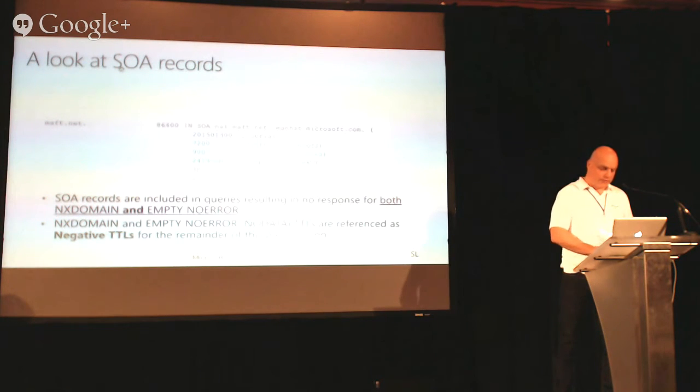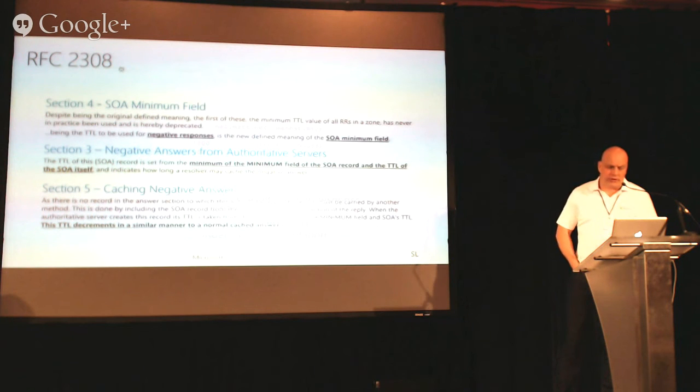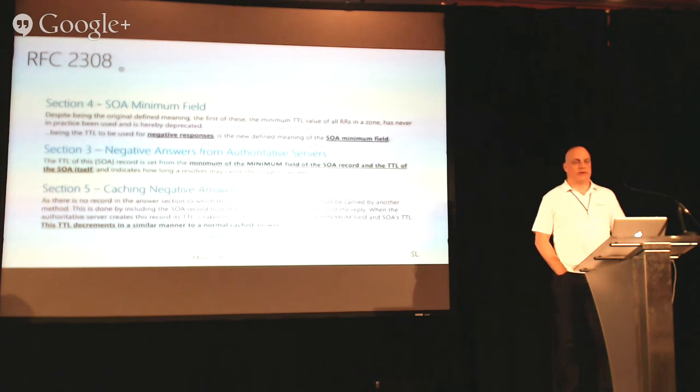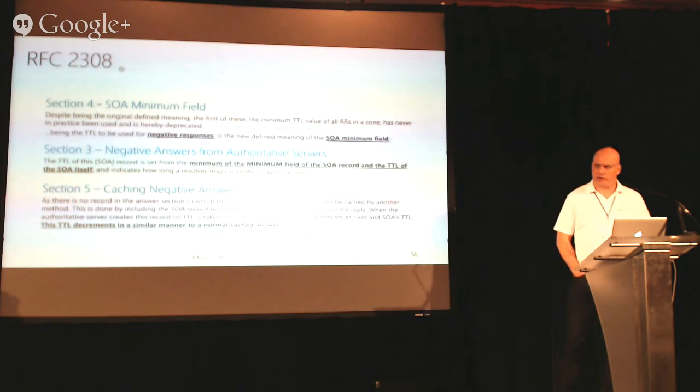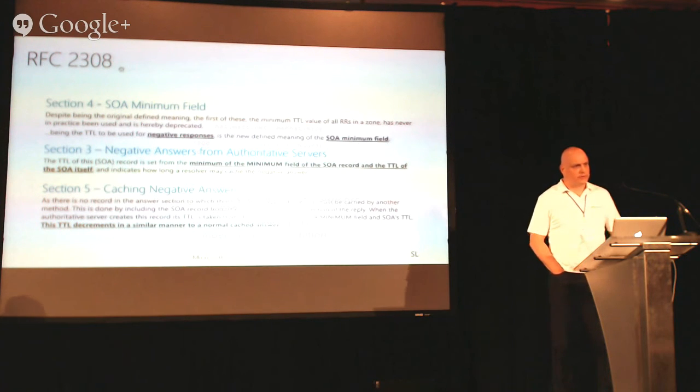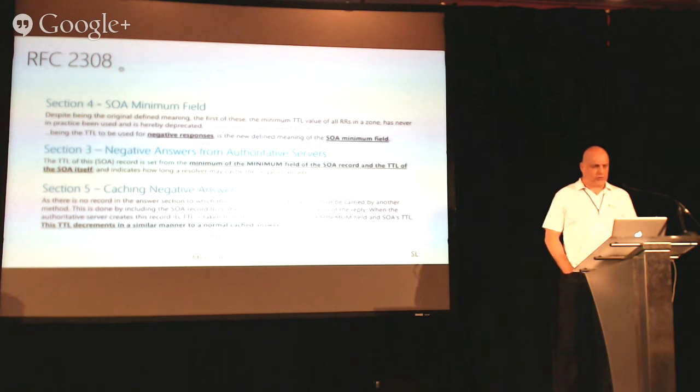So looking at RFC 2308, which was written by Mark Andrews in 98 or 99, somewhere around there, so it's a good 15 years old. There are three sections that I want to highlight here. Section 4 really just defines the meaning of this setting, that the SOA minimum field is to be used for negative responses. And then section 3 goes into the logic. So here's where it sets what authoritative servers should do, which is kind of important for this presentation.